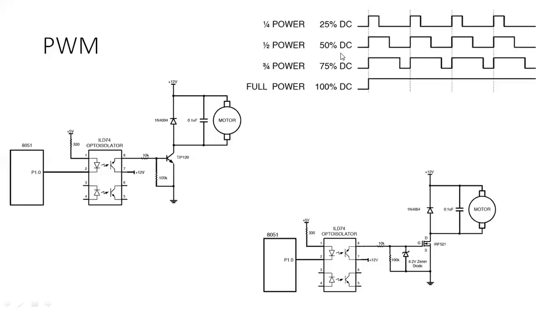Here 1/2 power means 50% of the duty cycle. Here 75% of the duty cycle. Here 100% of the duty cycle. So the duty cycle is nothing but T equal to T on plus T off.